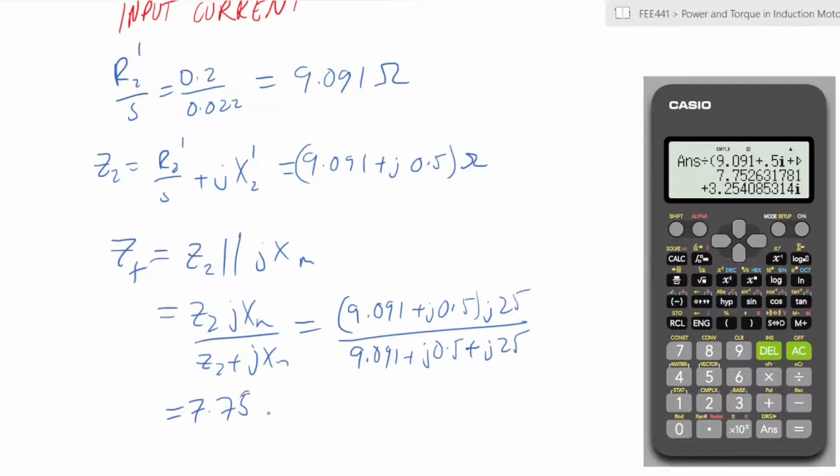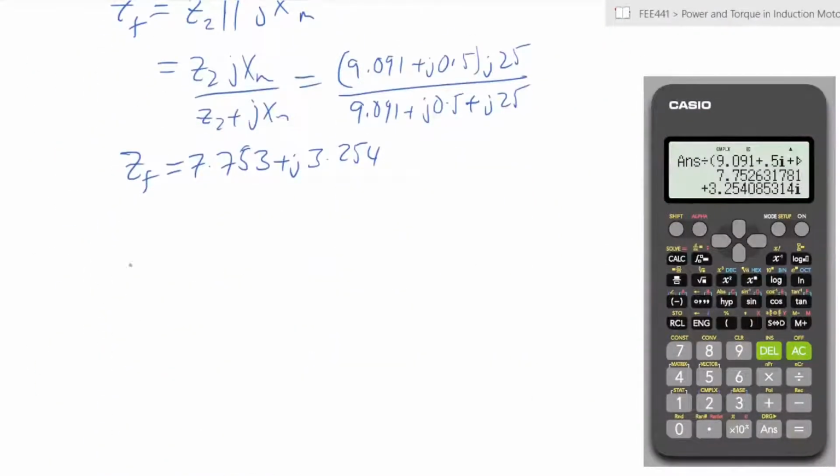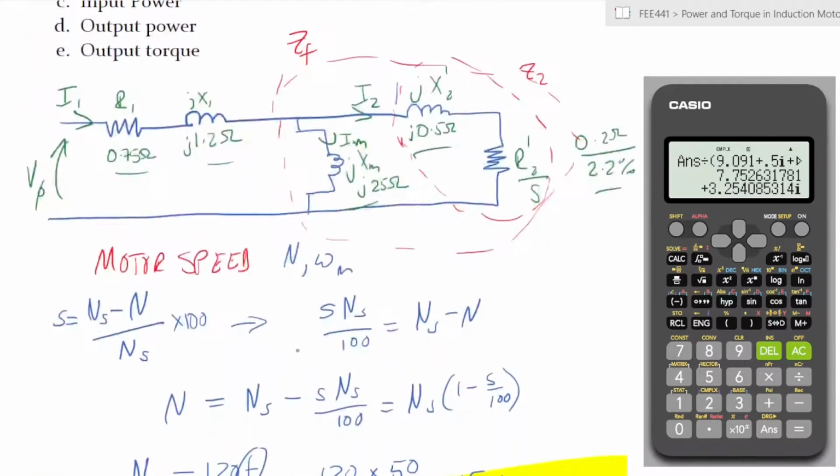7.753 plus j3.254. Okay, so that is our ZF, which is up to the point that we have indicated here. So finally, the total impedance of the entire circuit will be equal to ZT. We can allocate ZT, which will be R1 plus jX1 plus this ZF that we have just calculated, because they are all in series to each other. So you've created an equivalent ZF over there.